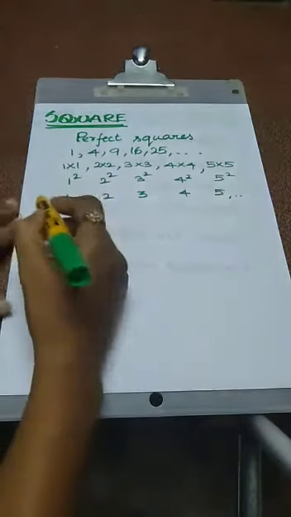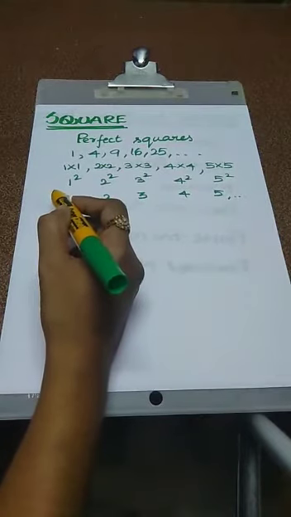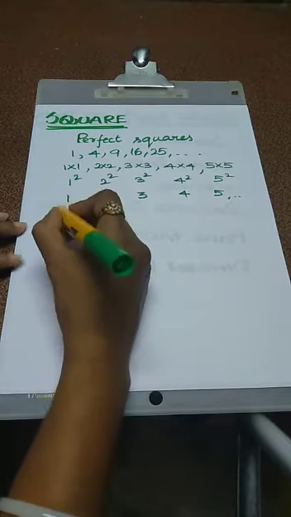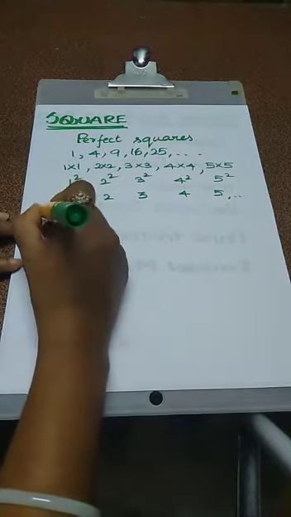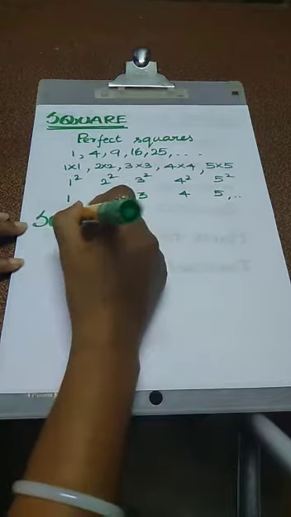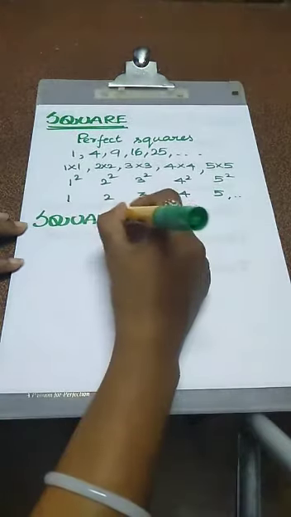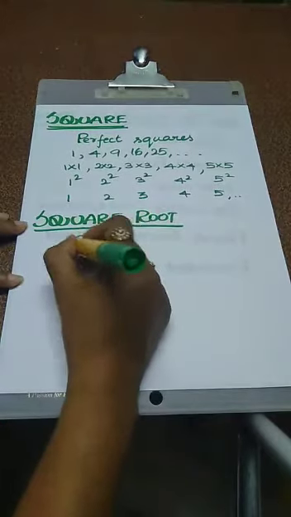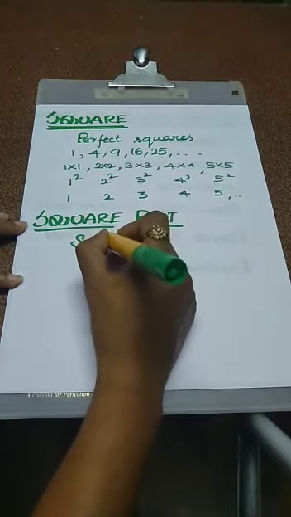Okay. The next one is actually square root. This is a very important concept, finding the square root. The first method I am going to explain. Actually, square root is the inverse operation of square.